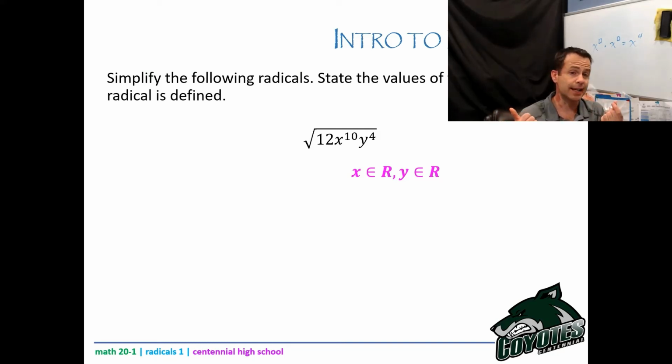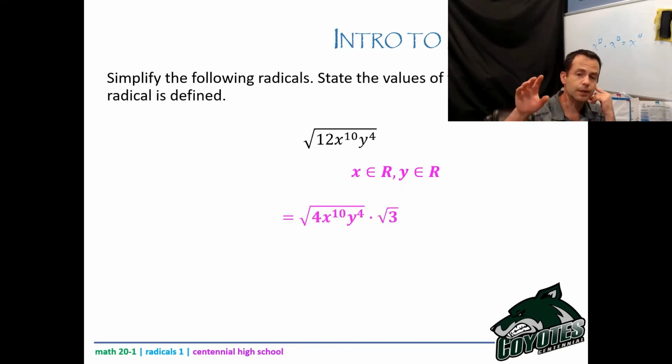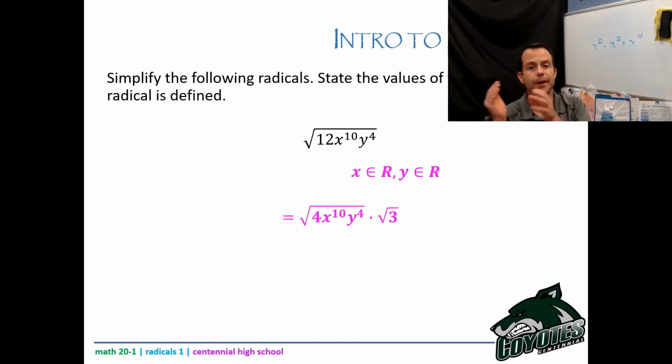X to the 10, I can put all of that in my perfect square section, and y to the 4, I can put all of that in my perfect square section. Okay, so I have the root of 4x to the 10, y to the 4. Those are all the perfect squares that I can deal with. And then my leftover bit will be root 3.